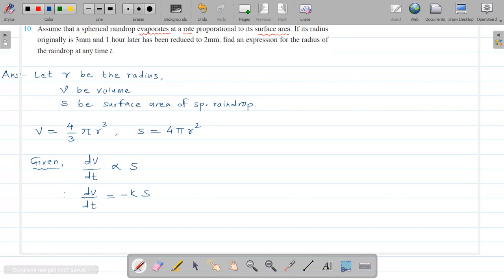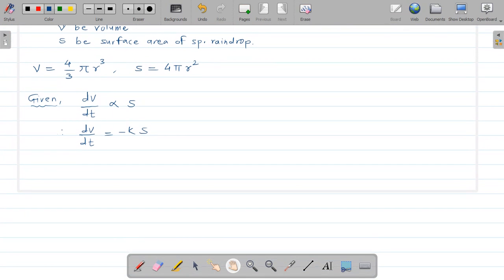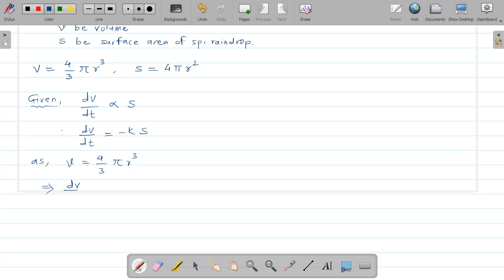But here the formula of volume is known to us, so first of all we will find dv by dt. See, as v is equal to 4 by 3 pi r cube, we find dv by dt. So with respect to t, find the derivative. 4 by 3 pi as it is, derivative of r cube will be 3r square into dr by dt.